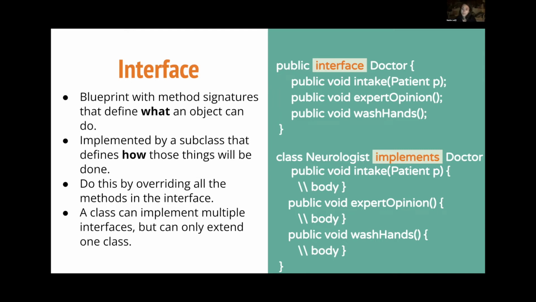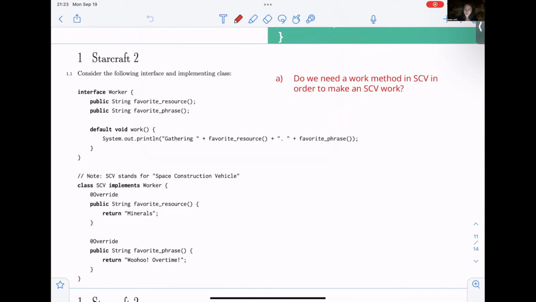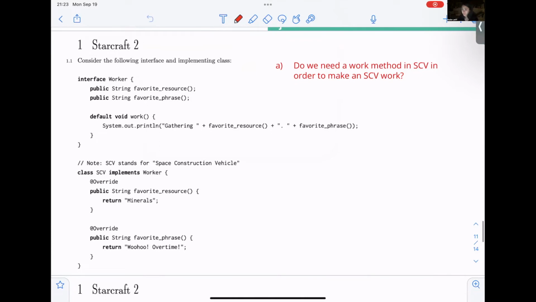Okay, now we can do the worksheet problems. Let's go over part 1.1 of StarCraft 2. Consider the following interface and implementing class. We have a worker interface, and it looks like workers are doing things like having a favorite resource and a favorite phrase. Remember, our interface is a list of things that workers should be able to do, but not a specification of how they're able to do them.